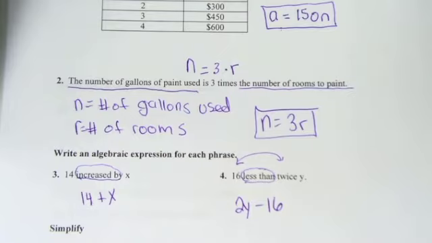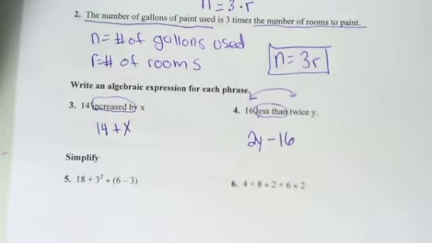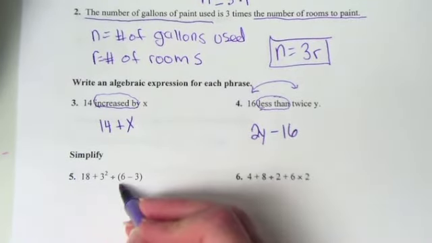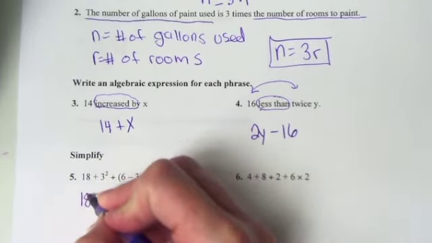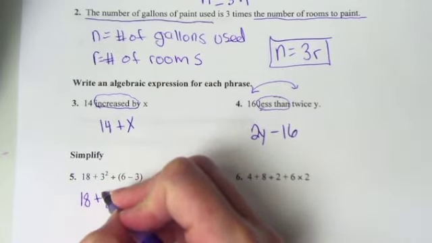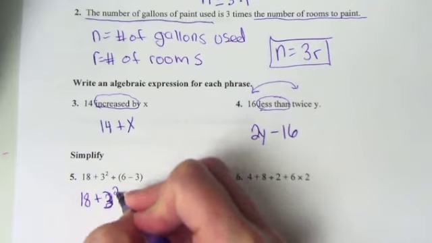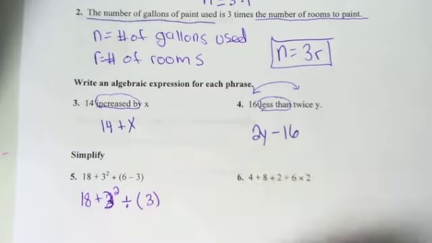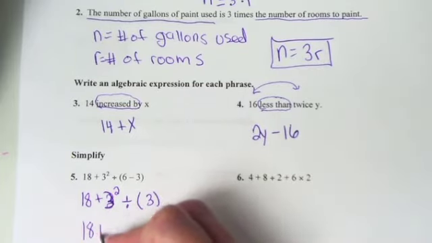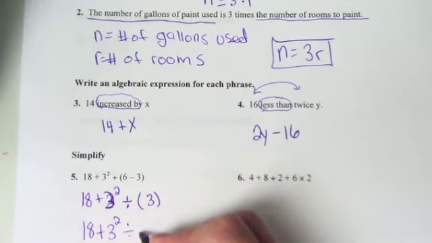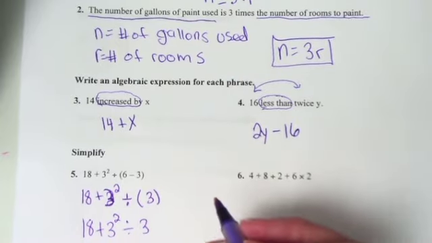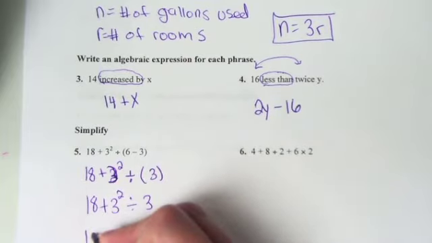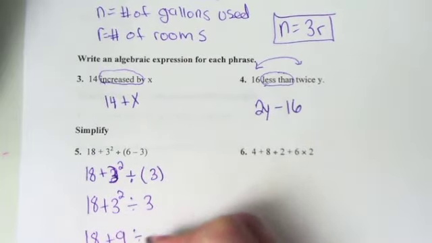All right, on the next ones, it's very important that you follow order of operations. Order of operations, we do PEMDAS. Okay, we start with our parentheses, which we do have some parentheses there. So I'm going to get 18 plus 3 squared divided by 6 minus 3, which is 3. Okay? So I have 18 plus 3 squared divided by 3. Okay, we've done parentheses. Now we need to do exponents. We have an exponent in there.